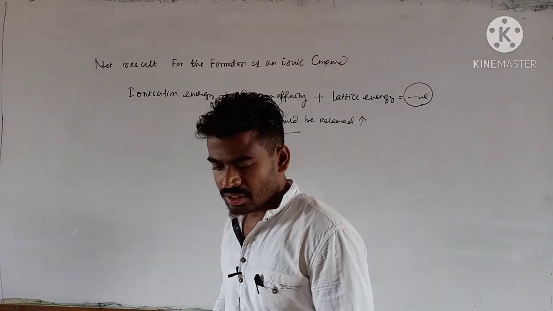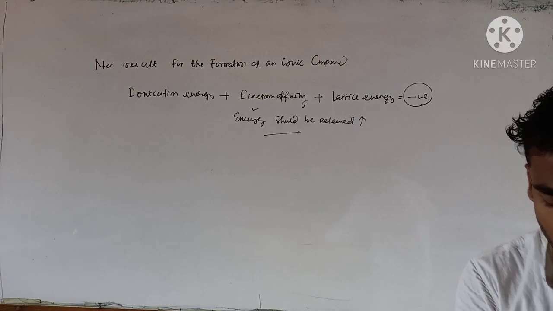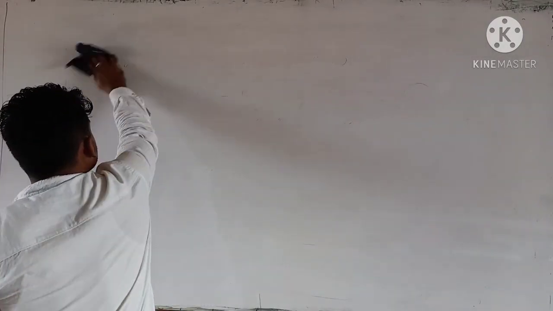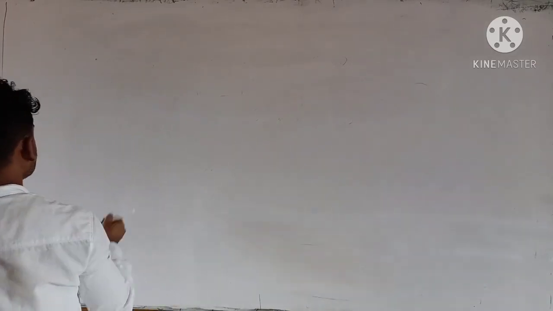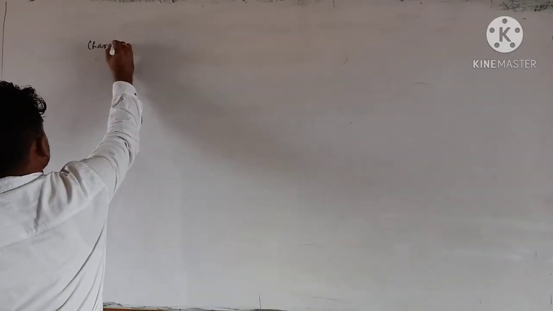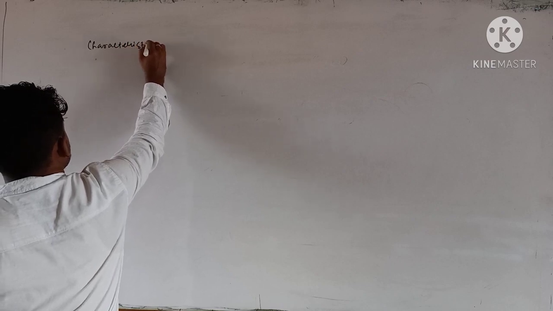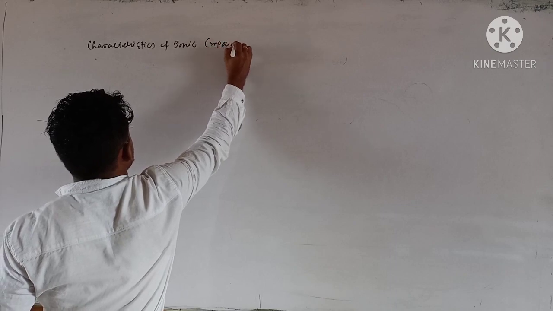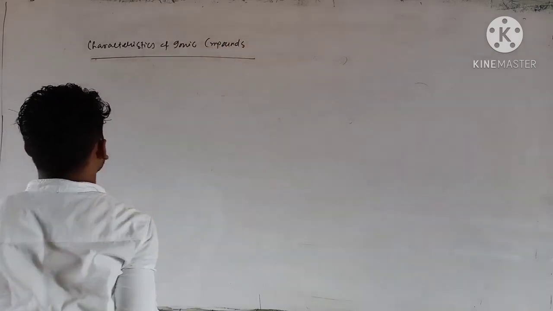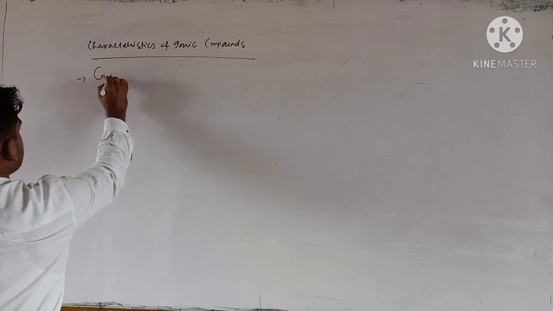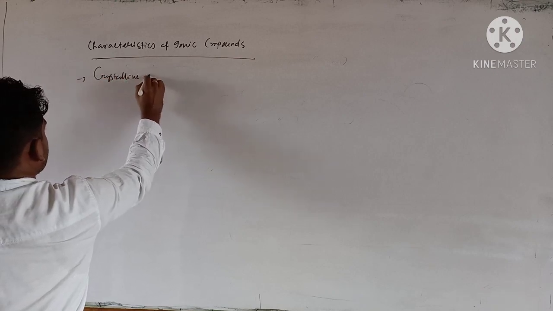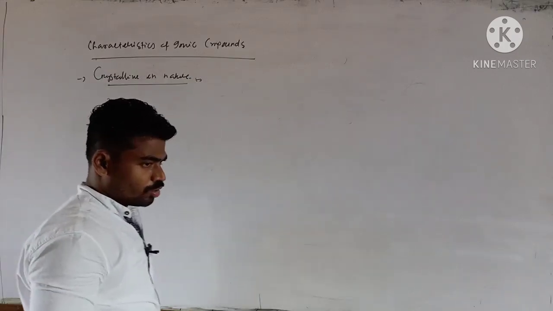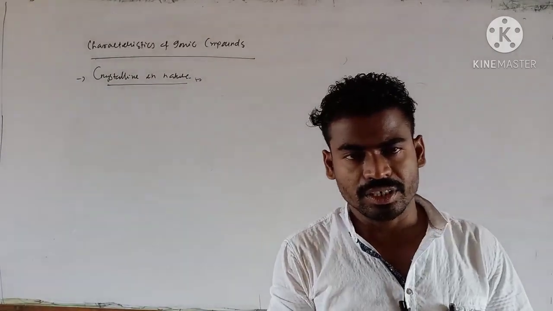Okay, next we will discuss the characteristics of ionic compounds. First one, crystalline in nature. Mostly all ionic compounds exist in crystalline nature, that is, true solids.